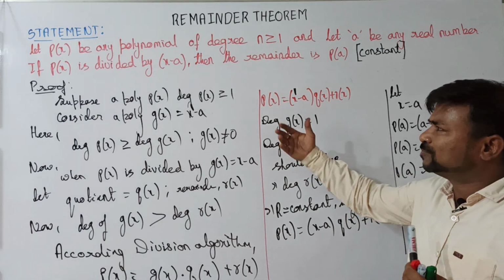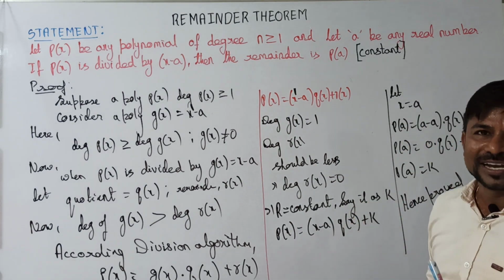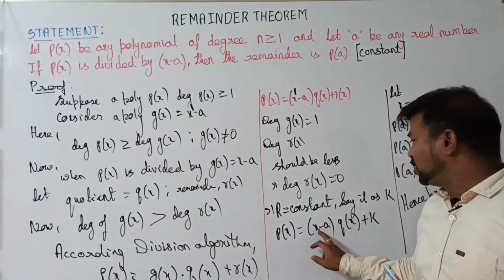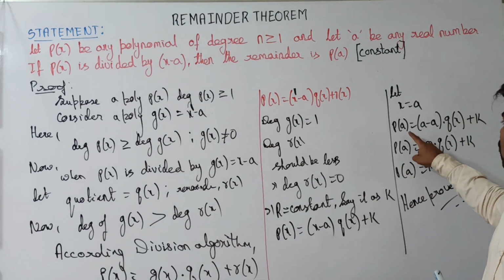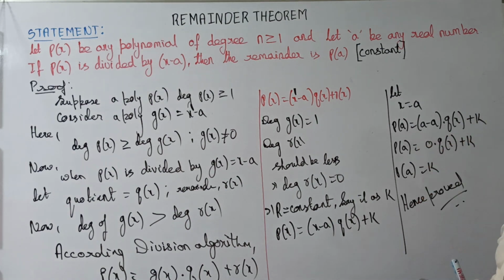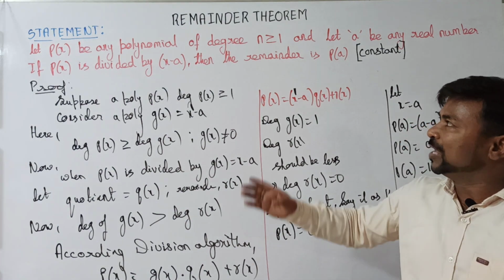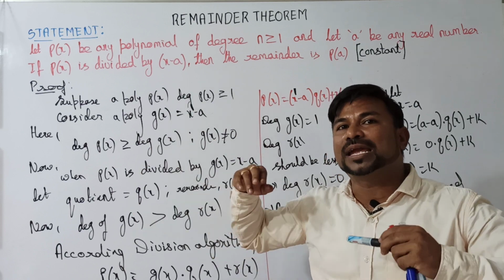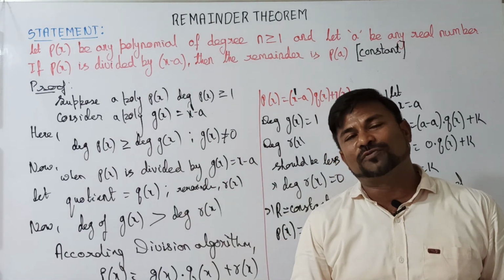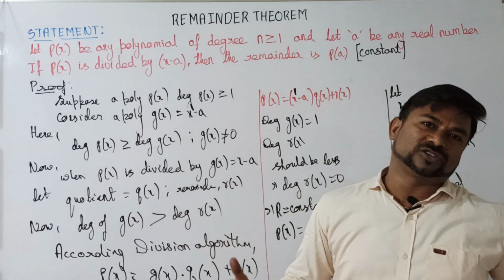Now let us substitute the value of k there. Suppose in the place of x I take a. If you simplify, we get the constant k. So when p of x is divided by x minus a, the remainder is nothing but a constant, that is k. Thank you.